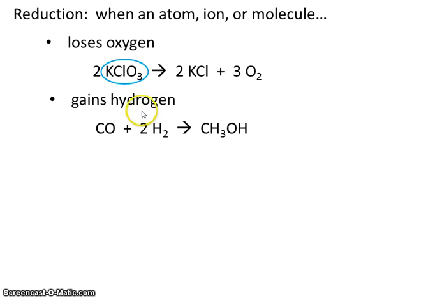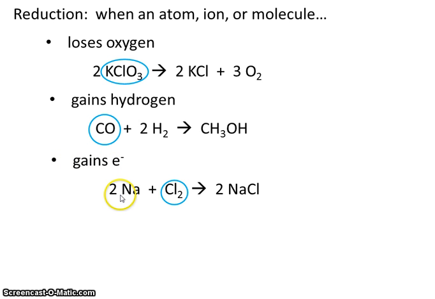When an atom, ion, or molecule gains hydrogen, so here we have carbon monoxide. It's turning into this. It's gaining hydrogen. So carbon monoxide has been reduced. If an atom, ion, or molecule gains electrons, so here we have chlorine. It's gaining an electron. So in this case, chlorine is getting reduced.